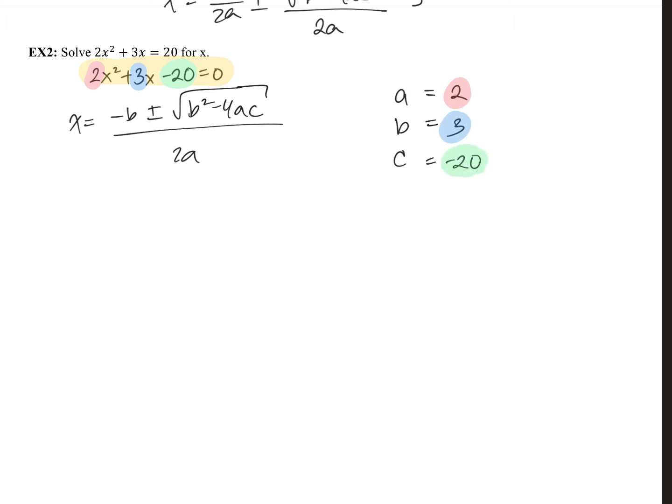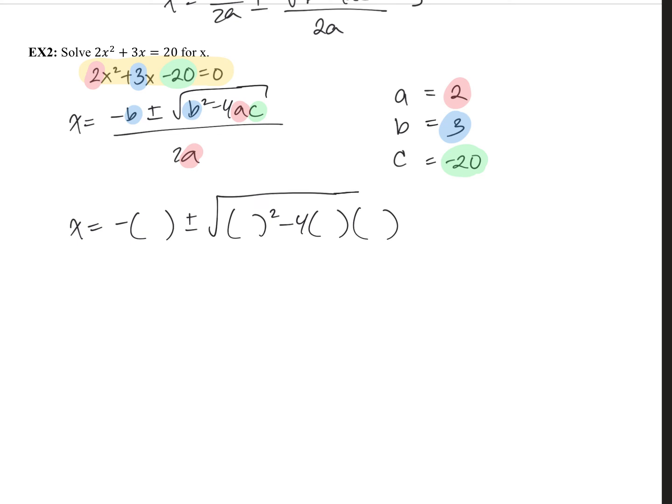Okay, so let's go ahead and plug these in. My b values, and my c value, and my a value. Alright, so x equals negative b. I'm just going to go ahead and leave the parentheses and then fill them in a second. Oops, I need to extend that radical there.